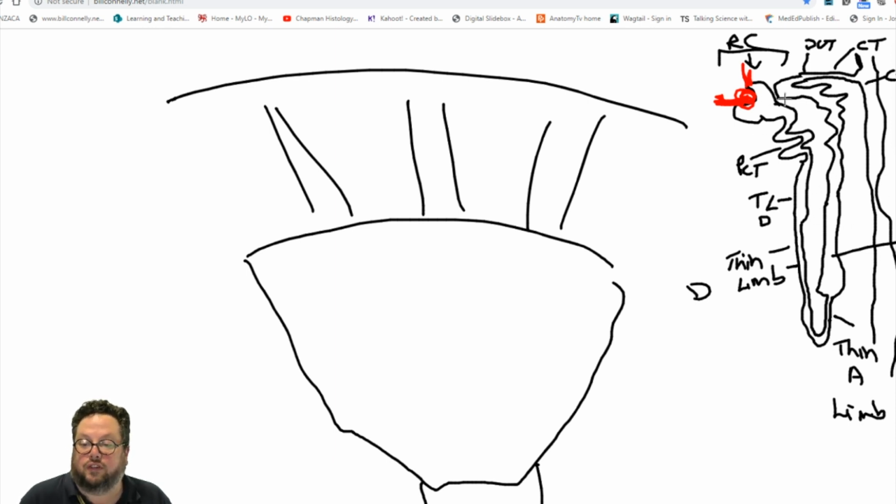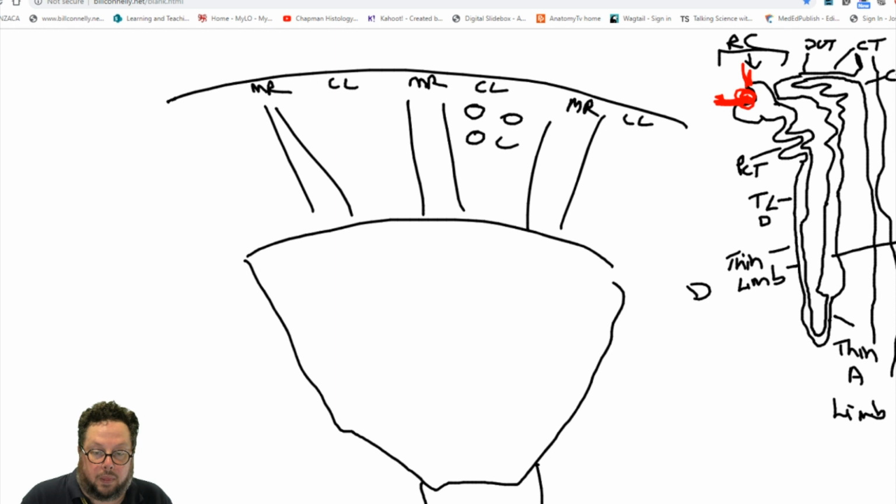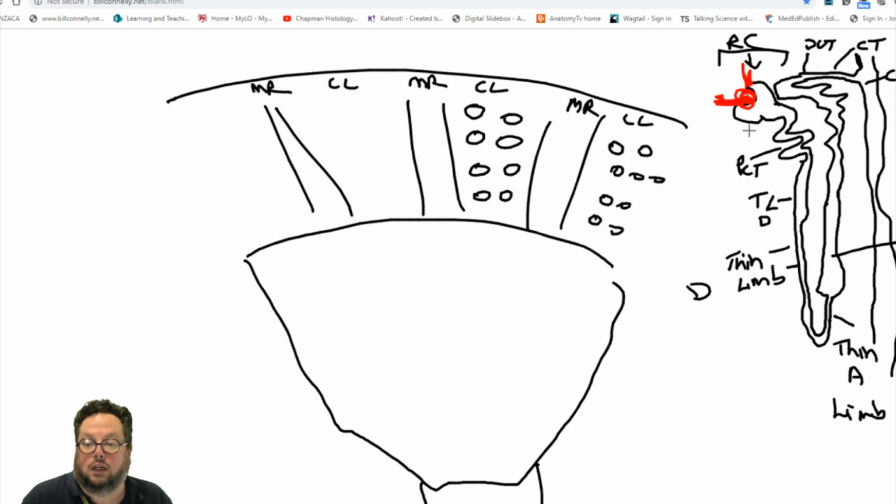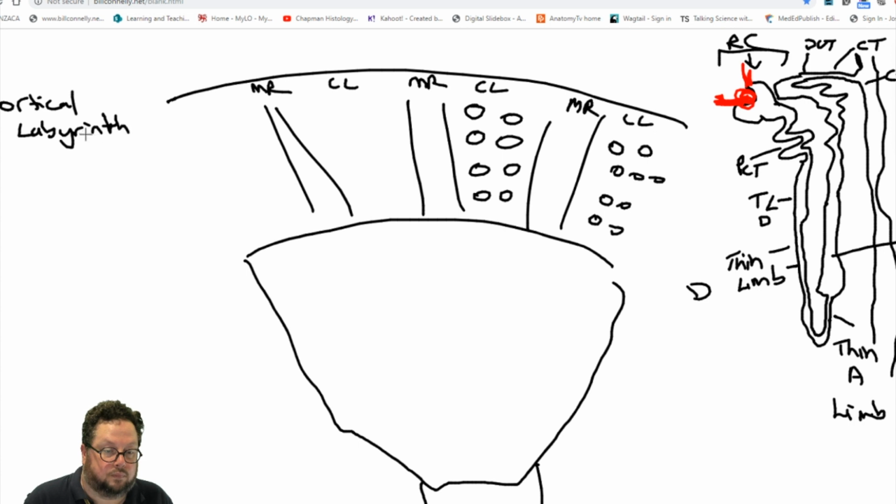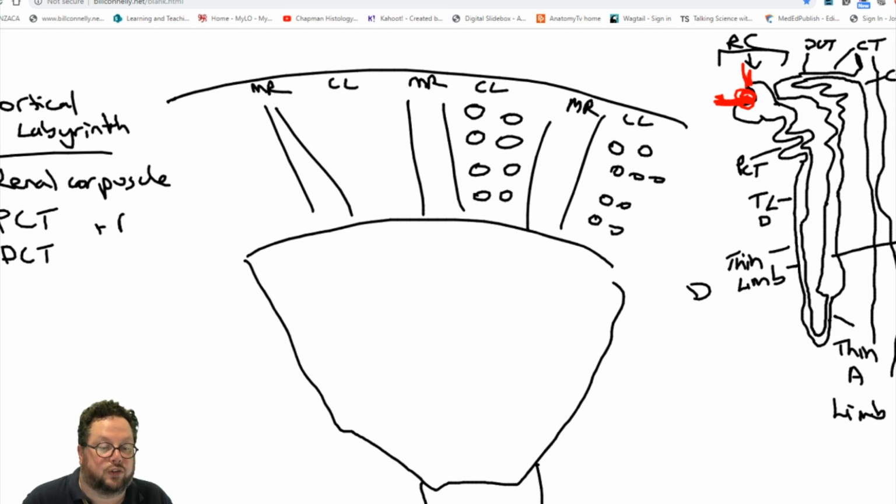All right, so if we think about where all of these different components are actually found, then here we've got our cortical labyrinths, we've got our medullary ray, cortical labyrinth, medullary ray, and so on. So we've got our repeating pattern of cortical labyrinths and so on. So in the cortical labyrinth, we find our renal corpuscles, we find our proximal convoluted tubule, distal convoluted tubule, and of course their associated blood vessels. Okay, so we have our glomerulus, afferent arterioles, the interlobular arteries, peritubular capillaries, all found within our cortical labyrinths.